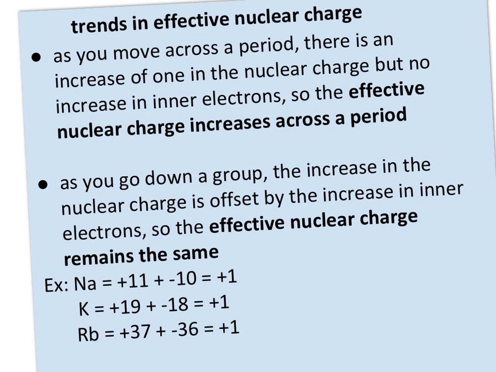So the trends in effective nuclear charge: as you go across a period, you increase your nuclear charge by 1, and yes, you also increase your electrons, but they're not inner electrons. So the effective nuclear charge will increase by 1 as you go across a period. When you go down a group, though, you have a big increase in both inner electrons and in the nuclear charge, but they happen to be equal increases. So the increase in nuclear charge is completely offset by the increase in inner electrons, so the effective nuclear charge remains the same. So group 1, all those elements, sodium, potassium, rubidium, have the same effective nuclear charge. And again, it's equal to the group number or the number of valence electrons.